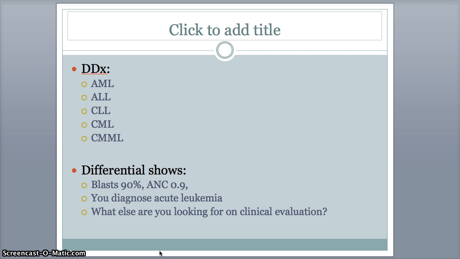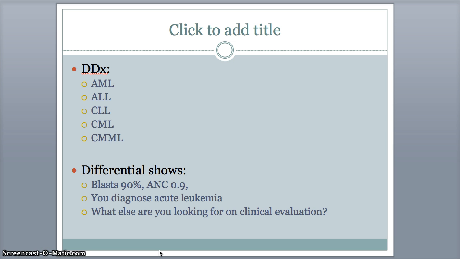I think this is something that when we're seeing residents going through these cases in real life, often they'll just say, well, it's leukemia. And I'll say, well, what are the possibilities? Leukemia is a group of diseases, not necessarily the specific disease. So good to think about what are all the options.